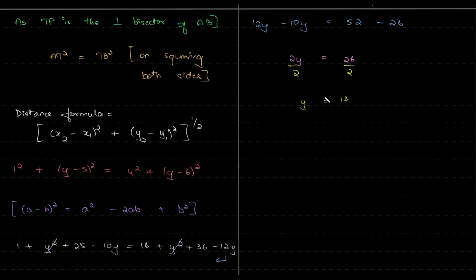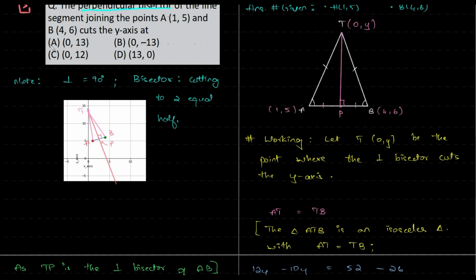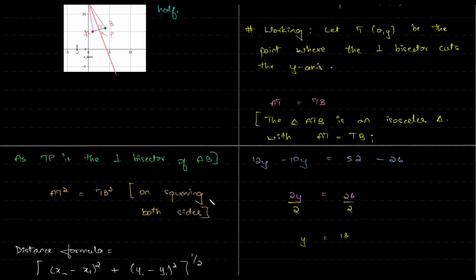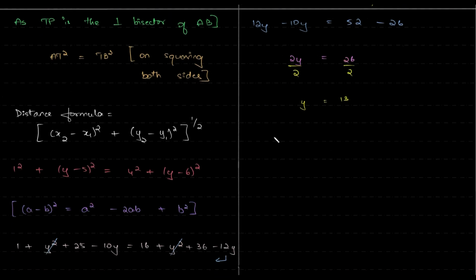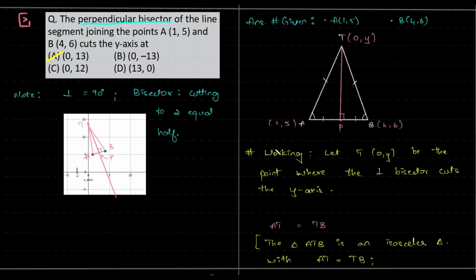Okay, and that would be your answer. So we have (0, 13) to be point T's coordinate. If it was a 3-marker question, which we are writing in that form, so point T is (0, 13). Okay, yeah, that would be your answer. So this is, by the way, a 3-marker version.